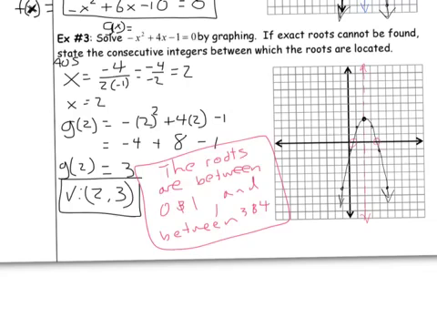Because they even say, if exact roots cannot be found, state the consecutive integers between which the roots are located. So it's between 0 and 1 and between 3 and 4. And that's all we know so far. We can't get any more exact by graphing, but maybe we can have another solution that gets a little bit more exact.